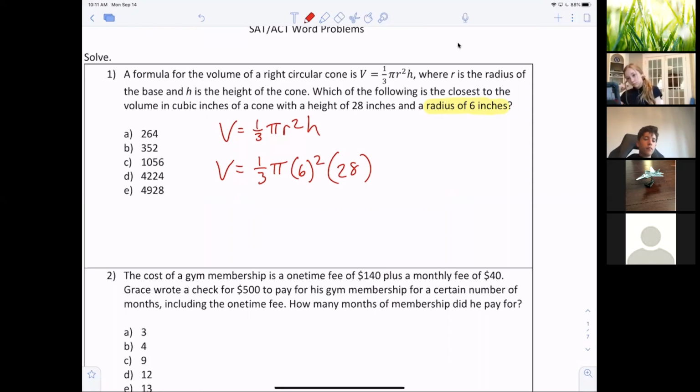Come on, everybody's got their calculator out. I want everybody to do it. I want everybody to make sure they know how to hit the square button. Make sure you know where the pi button is.